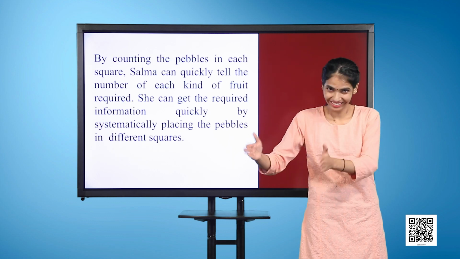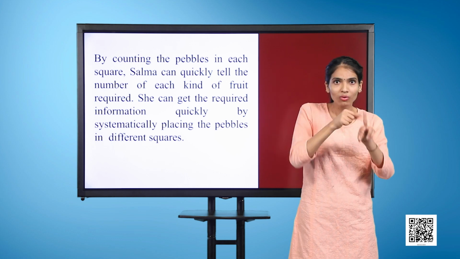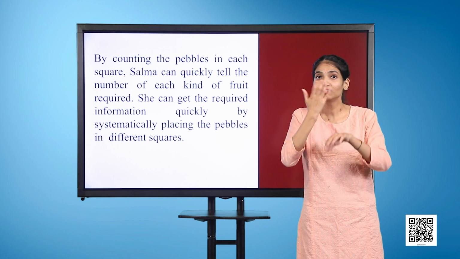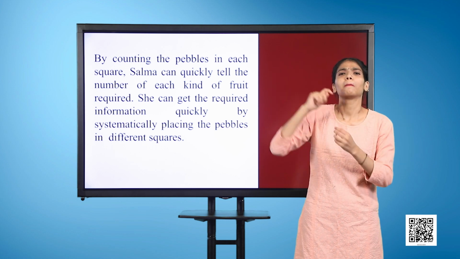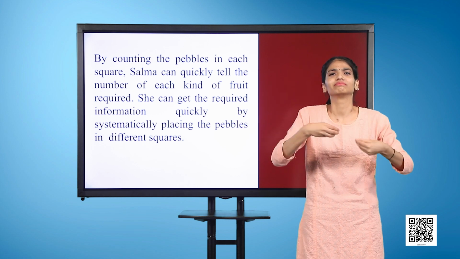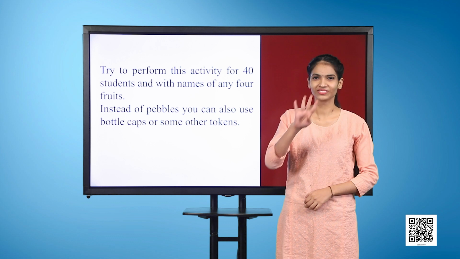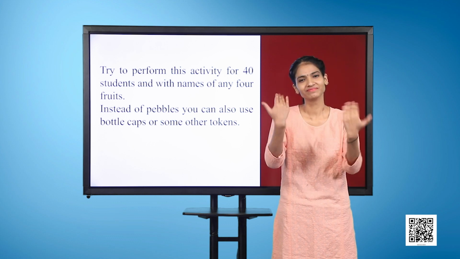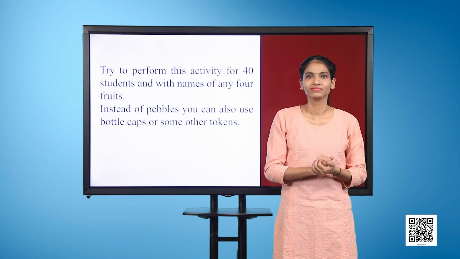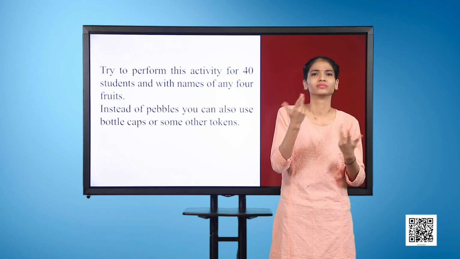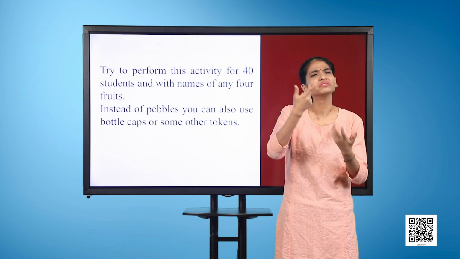By counting the pebbles in each square, Salma can quickly tell the number of each kind of fruit required. She can get the required information quickly by systematically placing the pebbles in different squares. Try to perform this activity for 40 students and with names of any 4 fruits. Instead of pebbles, you can also use bottle caps or some other tokens.